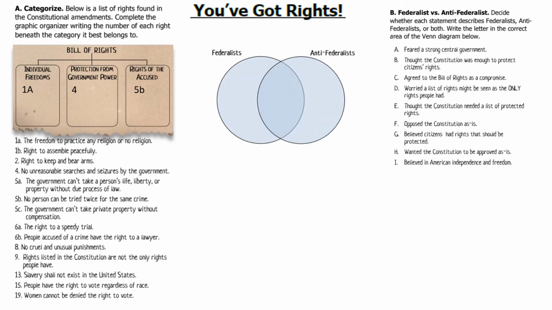That takes us to part B, Federalist versus Anti-Federalist. Decide whether each statement describes Federalists, Anti-Federalists, or both. Write the letter in the correct area of the Venn diagram. Let's do A, B, and C together.